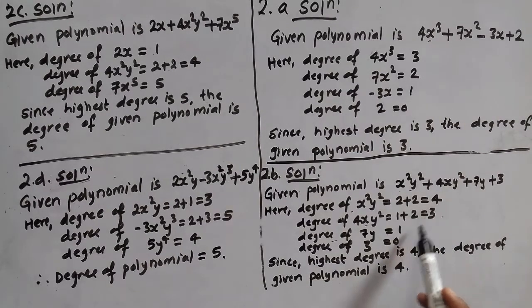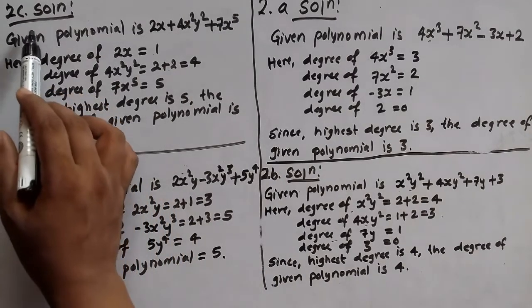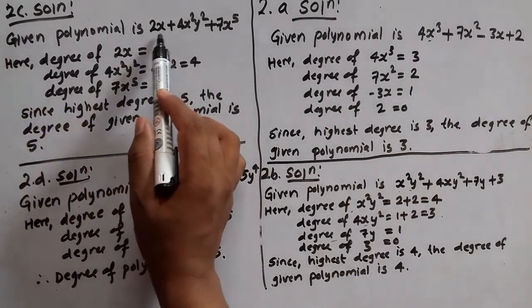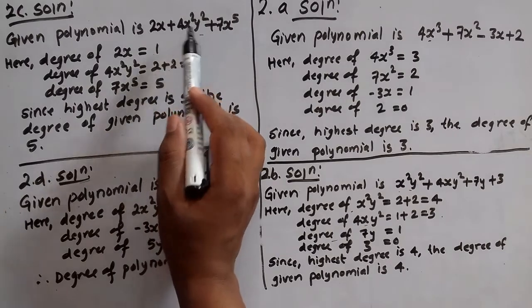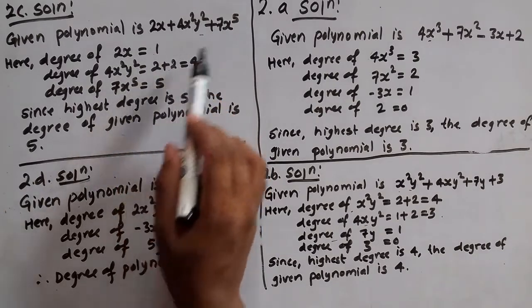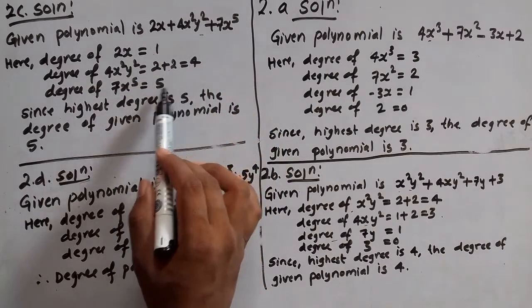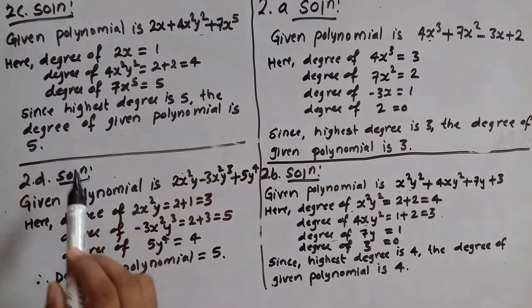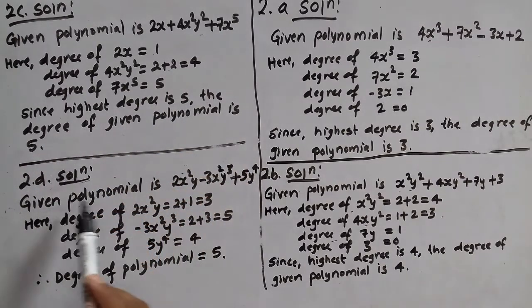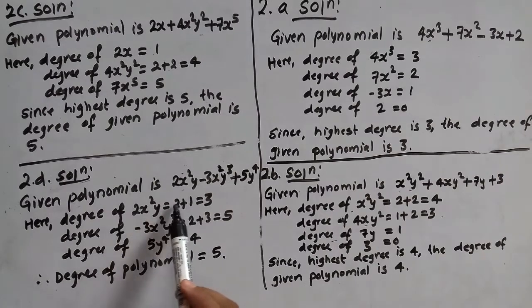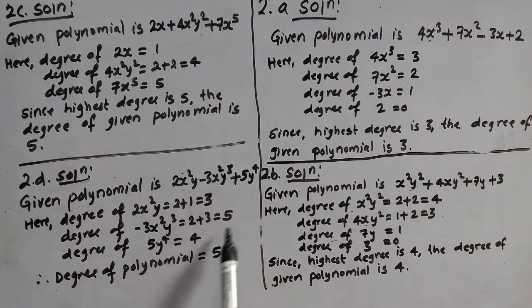Here the highest degree is 4, so the degree of the polynomial is 4. Similarly, in question C, the degree of this term is 1, of this term is 4, and of this term is 5. The highest degree is 5, so the degree of the polynomial is 5. In question D, the degree of this term is 2 plus 1, 3, of this term is 2 plus 3, 5, and of this term is 4. The highest degree is 5, so the degree of the polynomial is 5.